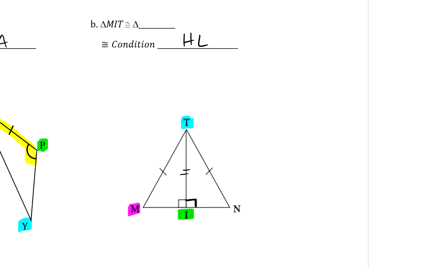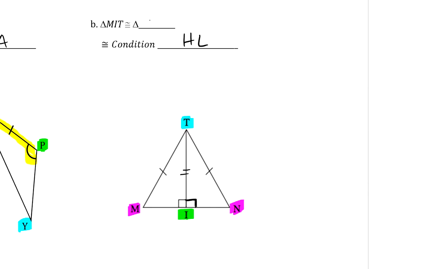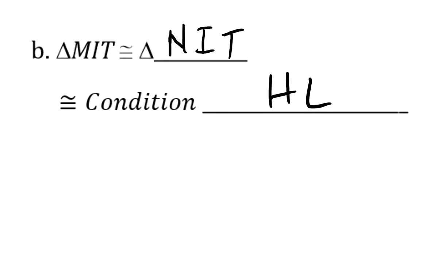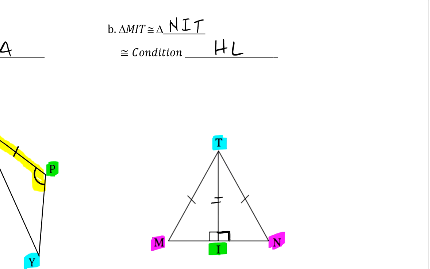And as far as which triangles, MIT is going to go with triangle NIT. So triangle MIT is congruent to triangle NIT, and it is by hypotenuse leg.